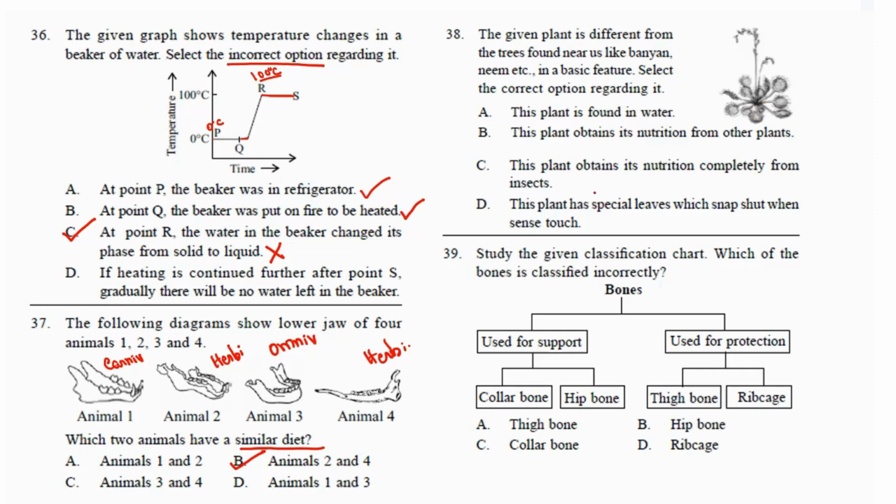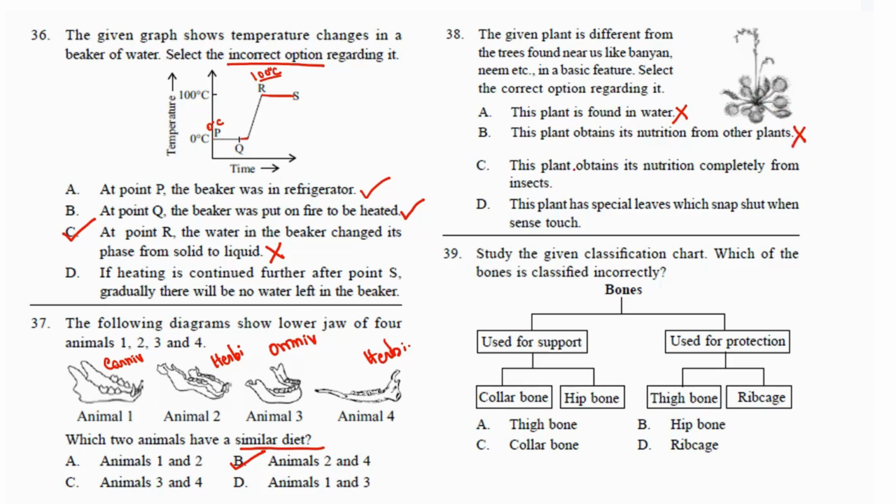So let's see. The first option says, this plant is found in water. So this is wrong, right? This is wrong because we can see it is not inside the water. This plant obtains its nutrition from other plants. So this is also wrong because we can see this is not Venus flytrap or the pitcher plant that take nutrition from other plants. So this is also wrong.